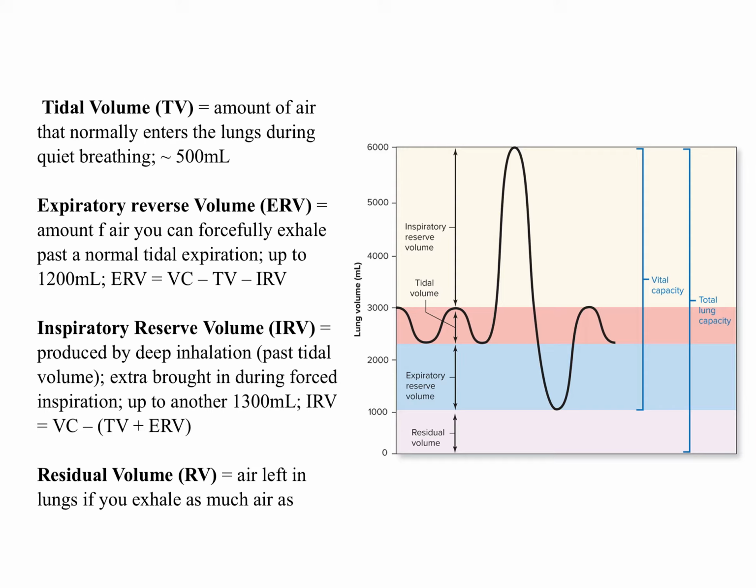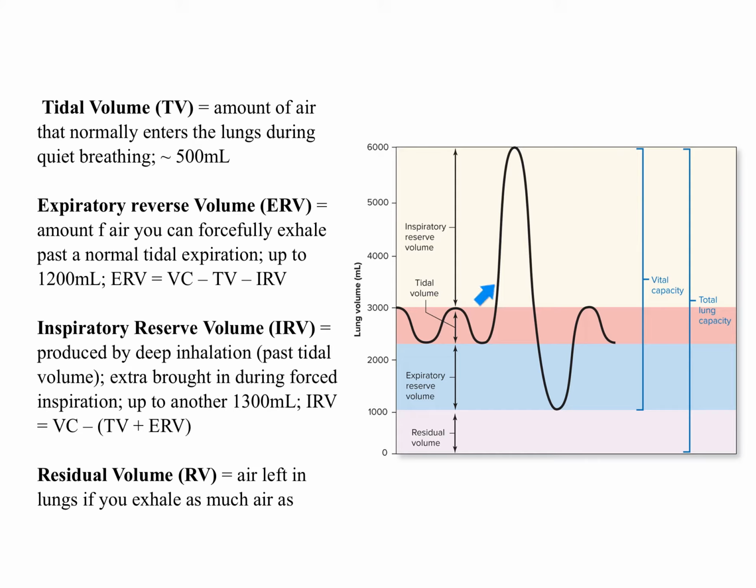Tidal volume is the term we use to describe the air that's entering the lungs and exiting the lungs during normal quiet breathing or eupnea. Your tidal volume is about 500 mLs, and this would just be your regular ventilation.